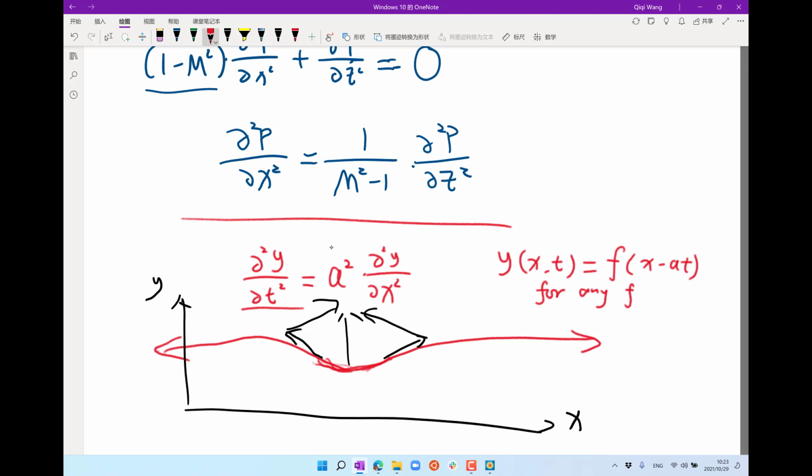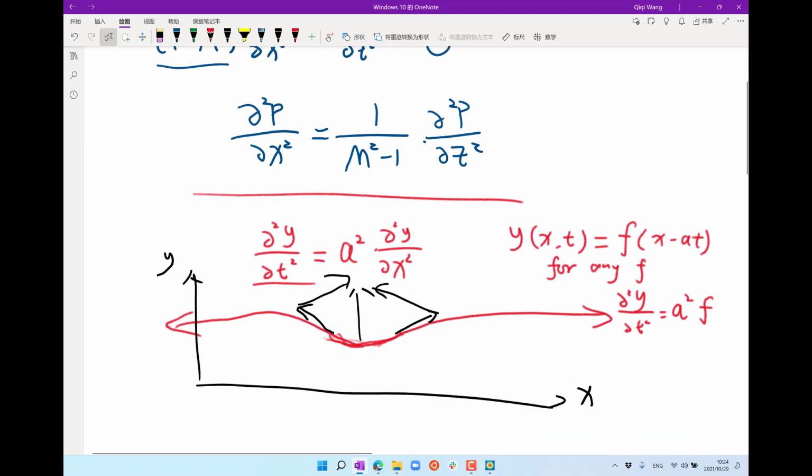You take the derivative with respect to time. What do you get? Use the chain rule. What's the derivative of f of x minus at with respect to t? Yeah, minus a times f prime. Take the derivative again of minus a times f prime. What do you get? You get another minus a coming out, so you get minus a squared, which is a squared, times f double prime. So that means the second derivative of y with respect to t is equal to a squared f double prime.